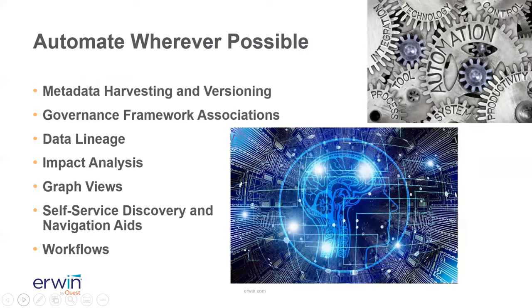Once you've done that, automate wherever possible. We hear this all the time. Make sure that what you have in that framework is always up to date. The way that you can do that and make sure that it has the highest degree of integrity is to automate those processes, whether it's bringing in the current and most up-to-date version of what's going on in the real world, or taking the framework that you're building and associating that down using artificial intelligence, or the automation of insights that comes from this collection: data lineage, impact analysis, self-service navigation aids, workflows.